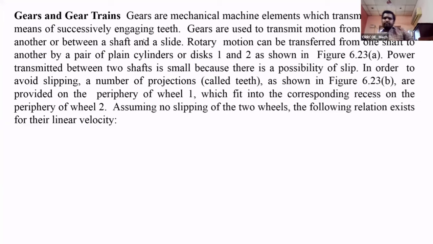Okay, next one is gears. I think you know about gears. Gears are the mechanical elements which transmit the motion by means of successively engaging teeth. A gear is a mechanical element which has teeth at the periphery. These are used for transmitting the motion from one shaft to another shaft by successively engaging the teeth.